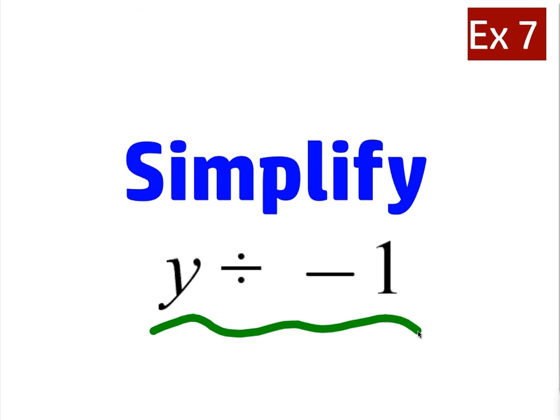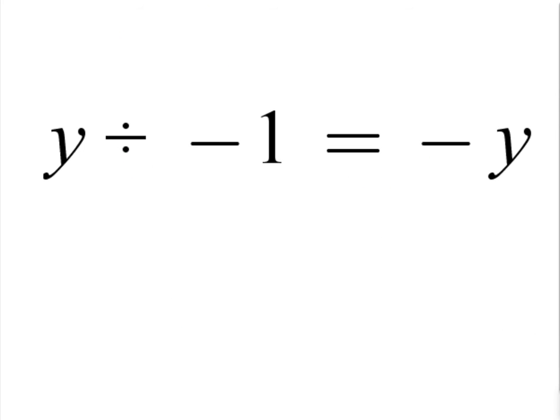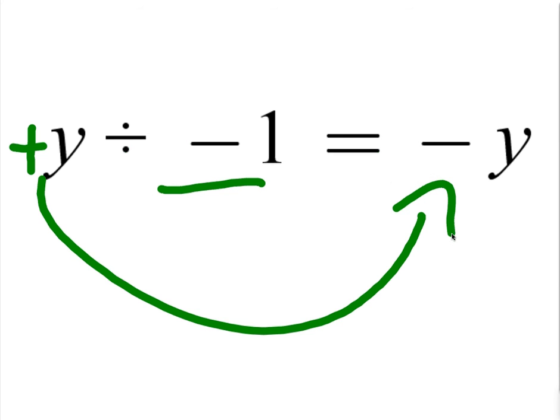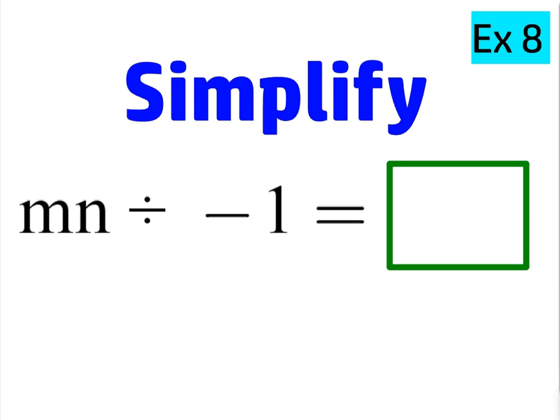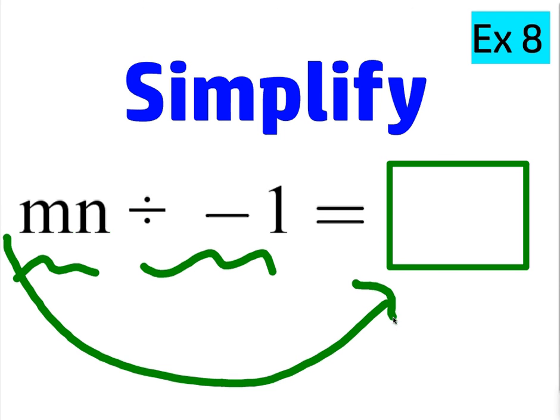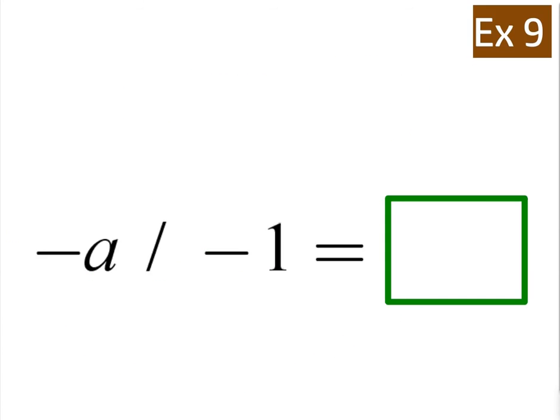Simplify y divided by negative 1. Again, this is a positive. I'm dividing by negative 1, so this sign must change and become negative. Okay. mn, which is just m times n, so you can think of it as 8 times 7 or negative 4 times 3, whatever, and we're dividing by negative 1. What do you think is going to happen to that sign? It's just going to change and become what? Negative, right? So therefore the answer is negative mn.